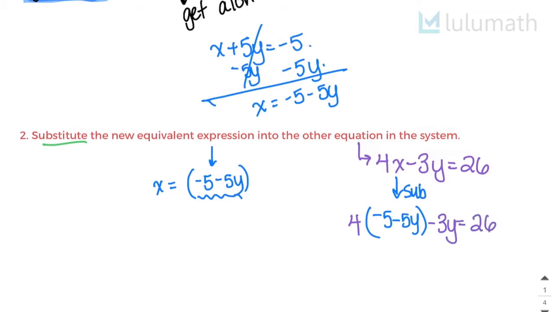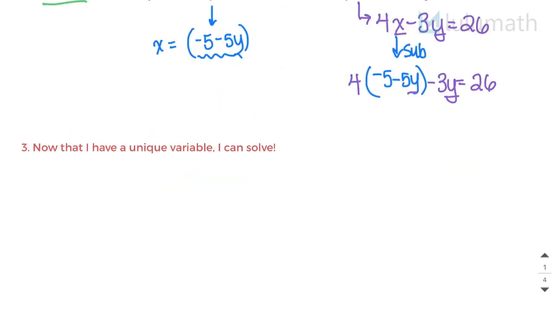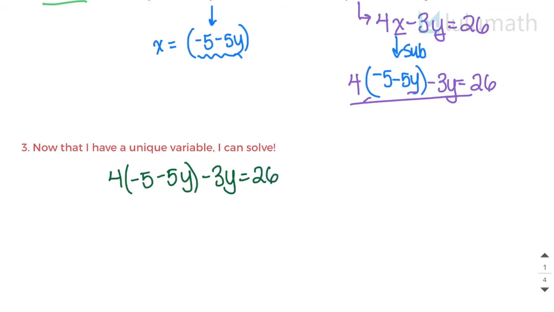Now, in my original purple equation, I've got two different variables. Now I have one unique variable. Although I see y there twice, it's the same variable, so now it's an equation that I can easily solve. So I am going to go ahead and just copy down this equation that we have right here. Okay, so I'm going to write 4 times the quantity negative 5 minus 5y minus 3y equals 26. Again, I have a unique variable, so I can solve it.